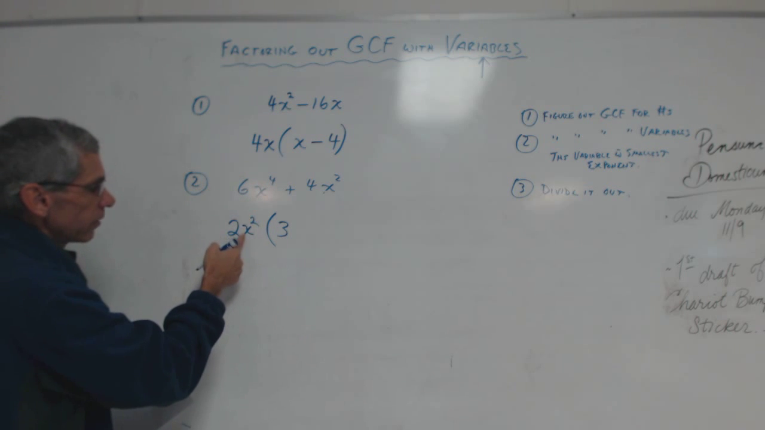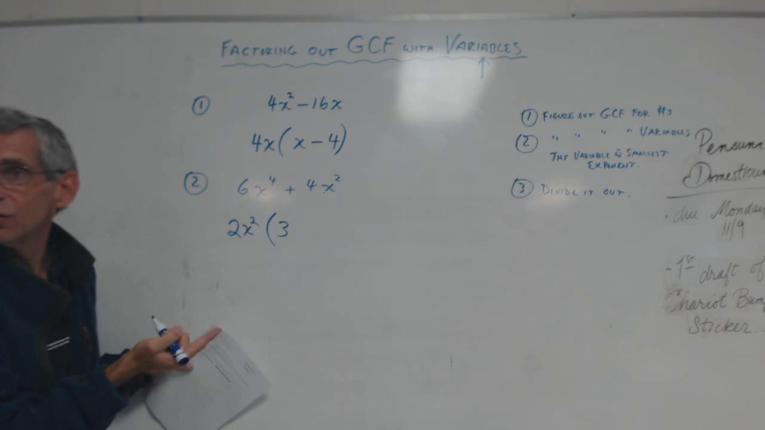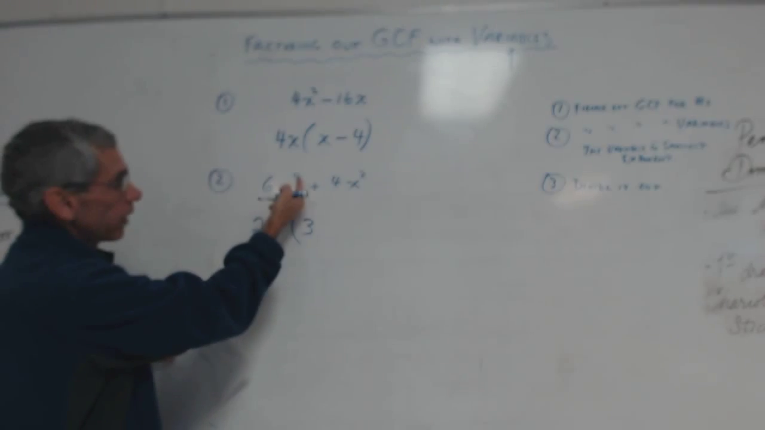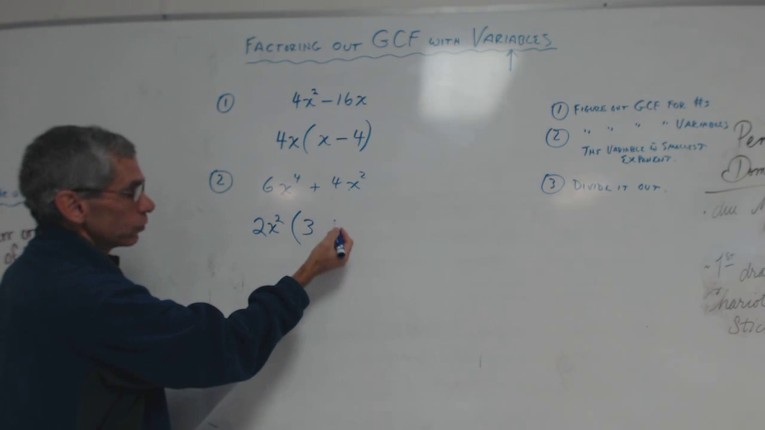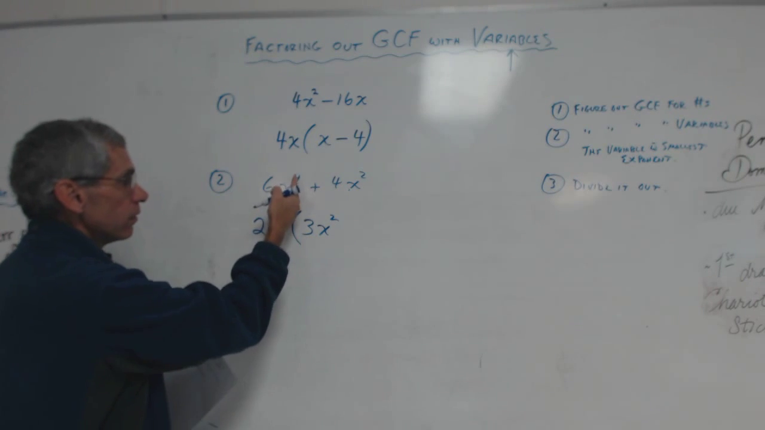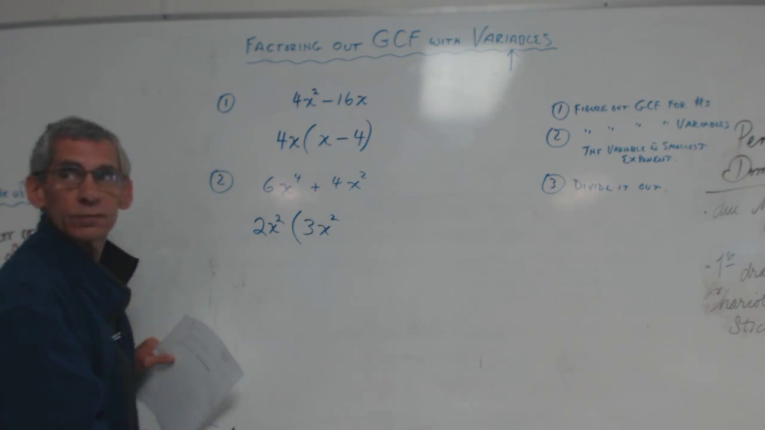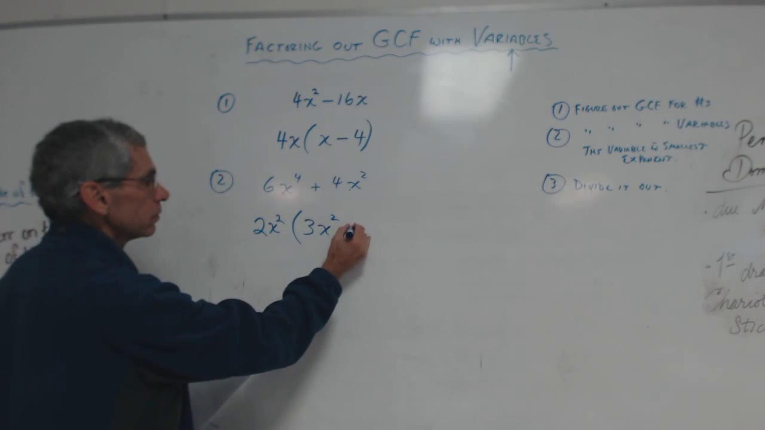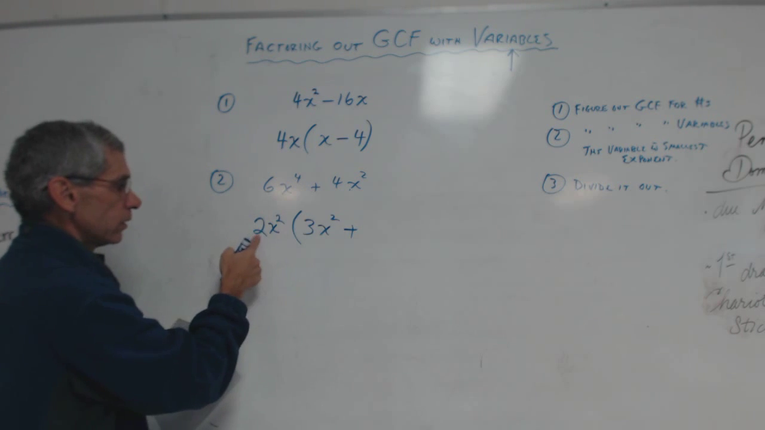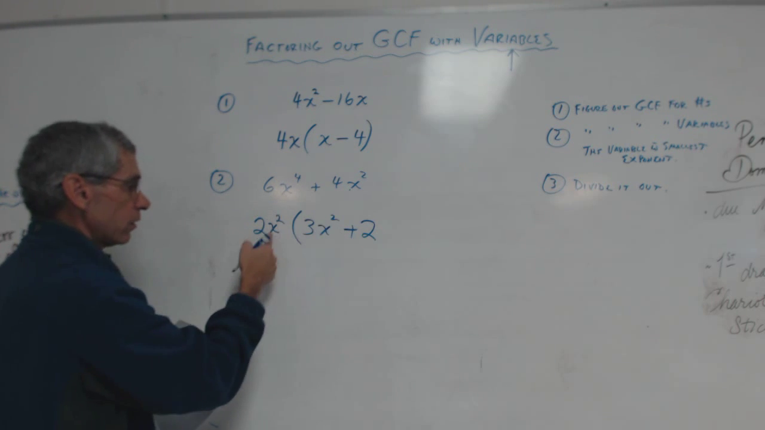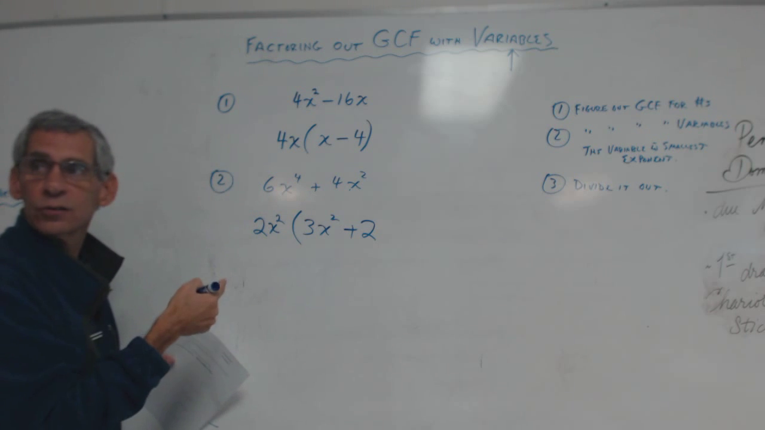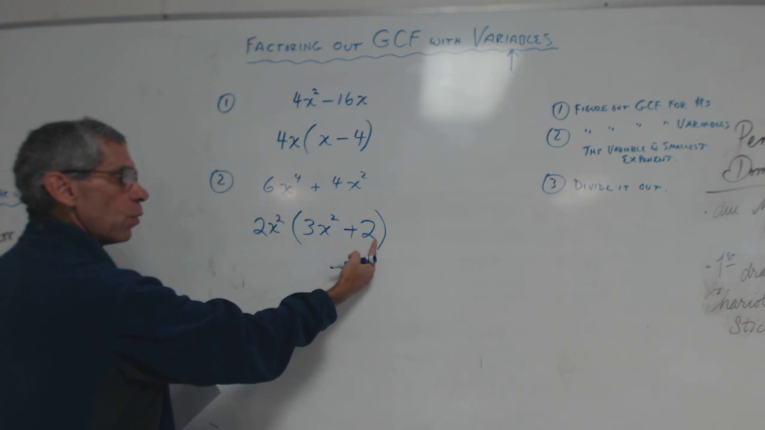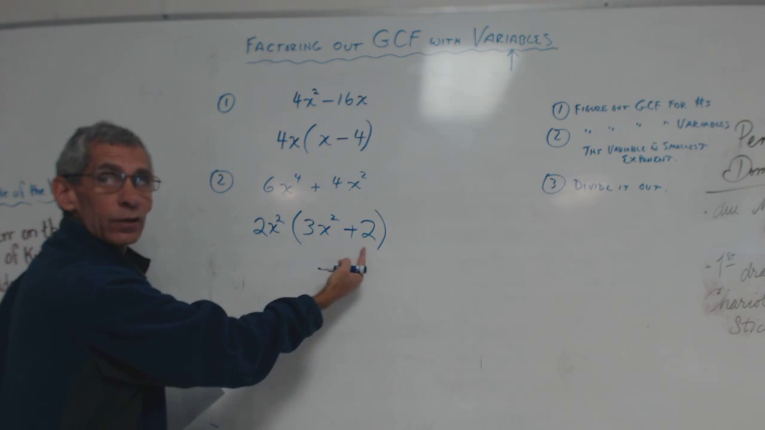X to the 4th divided by x squared. All I have to do to factor it out is subtract my exponents. I've got 4 x's. I'm subtracting 2 of them. I have 2 left over, x squared. Look at that. 4 minus 2, it's x squared. See how easy that is? And then plus, 4 divided by 2 is 2. X squared divided by x squared, they cross out. That's just 1, right? 2 times 1 is 2. So I'm done.